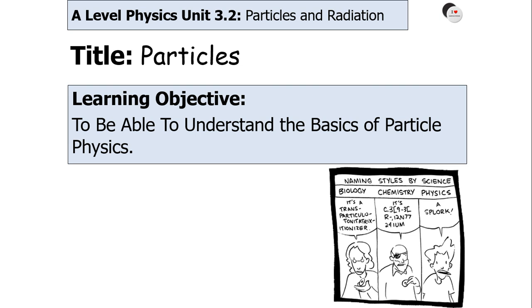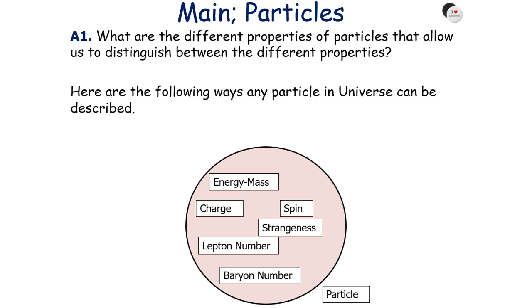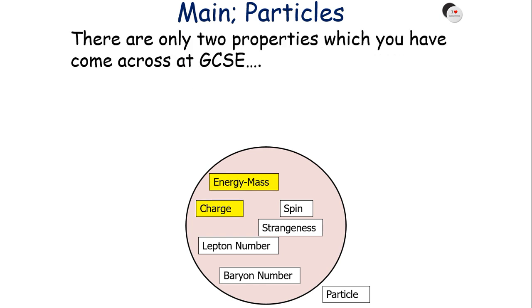So the first thing to consider when looking at particles is how can you distinguish between different properties of particles. So how is a proton different to a neutron and how is it different to an electron? Now here are the following ways any particle in the universe can be described: by its energy or mass, its charge, its spin, its strangeness, its lepton number or its baryon number.